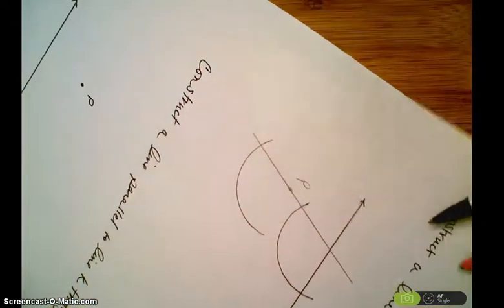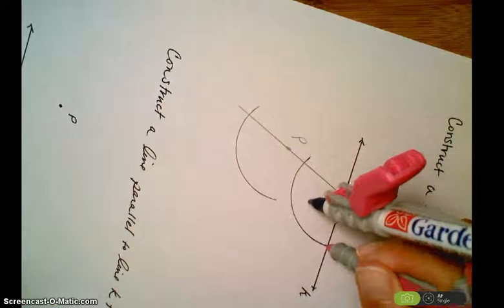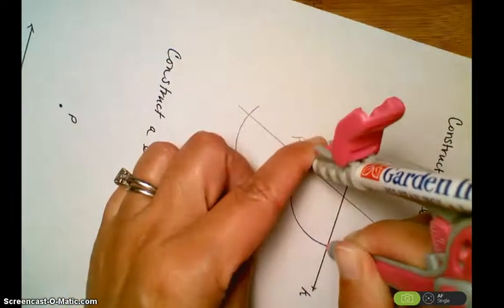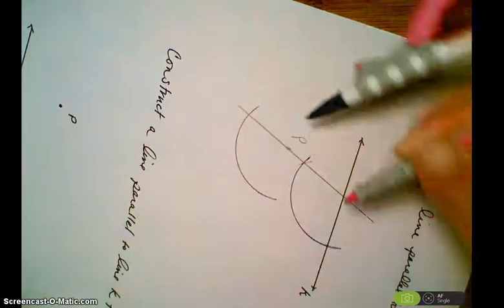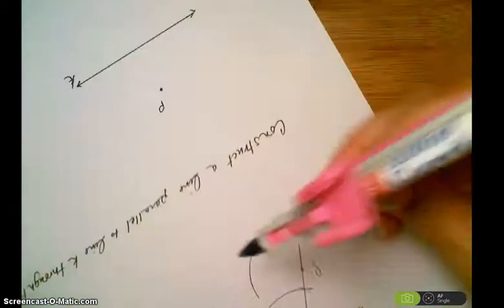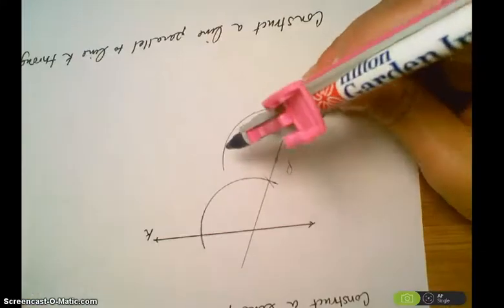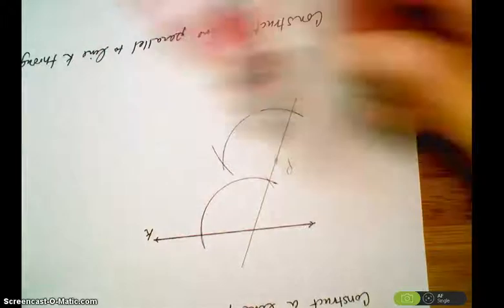Okay, I then go back to my original angle and I measure from intersection point across to intersection point as best I can. Okay, and then I come back over here and I have only one intersection point, and that's right here where my arc crossed the side of my angle. I reach out from there and I make an arc mark.